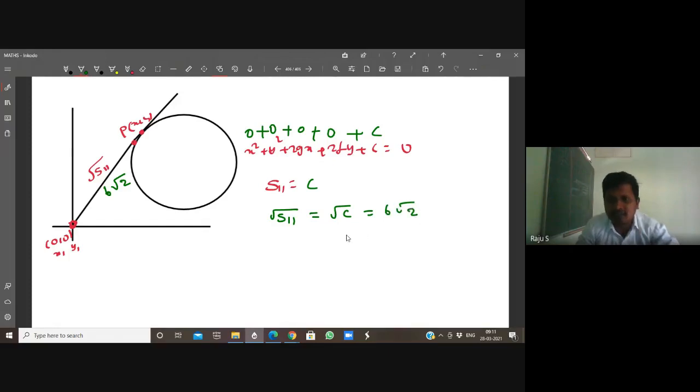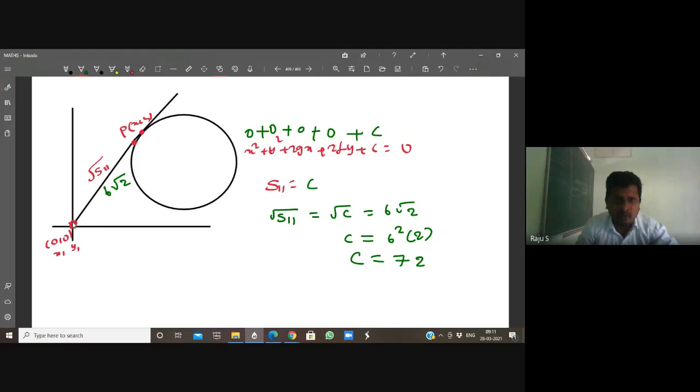But we required c alone, squaring on both sides. Squaring on both sides, c is equal to 6 square into root 2 whole square, nothing but 2. So 6 square 36, 36 into 2, 72. Am I right? c is equal to 72.